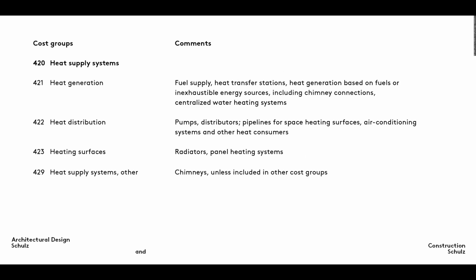Take a look at the way in which the subgroups we have just seen are further divided into sub-subgroups. For example, 420 heat supply is subdivided into heat generation, heat distribution, and heating surfaces. The section of the standard shown here also indicates how certain items of plant and equipment are allocated to the cost groups. Heating pipes, for example, belong to heat distribution networks.